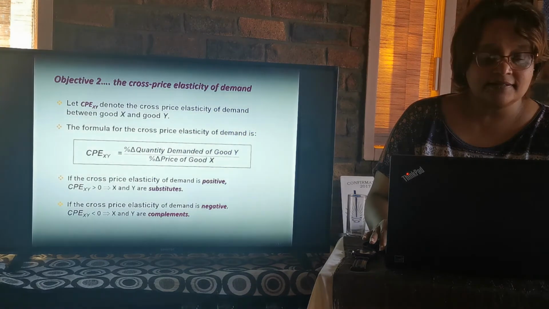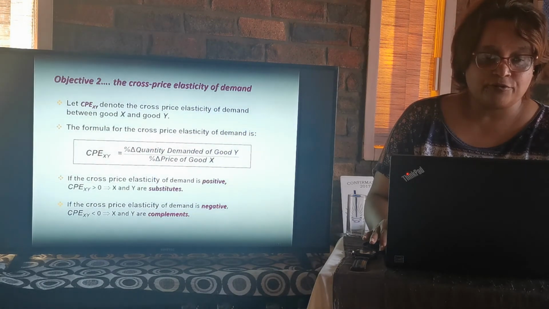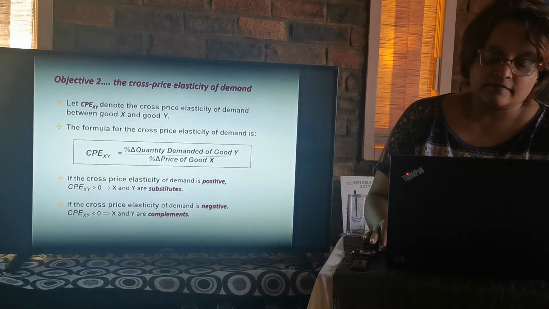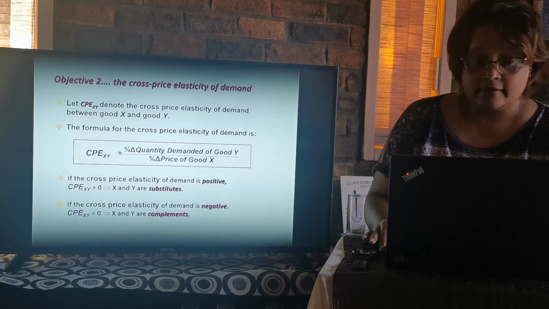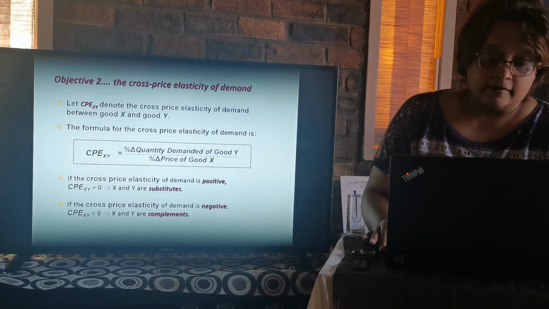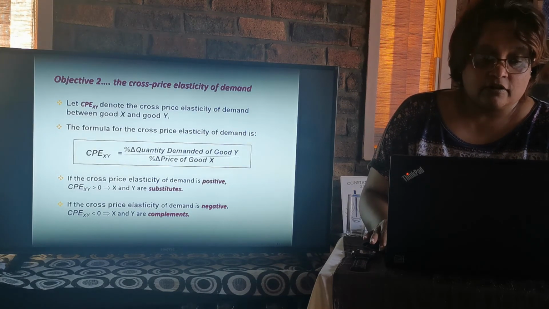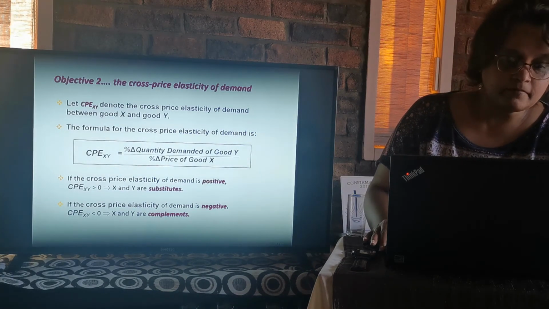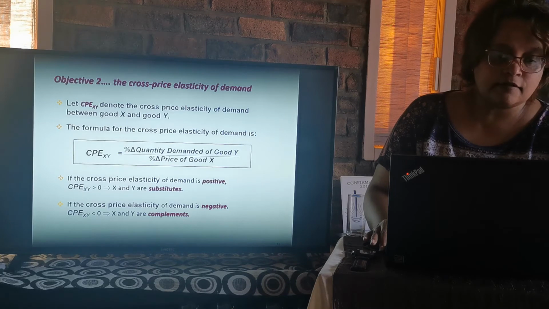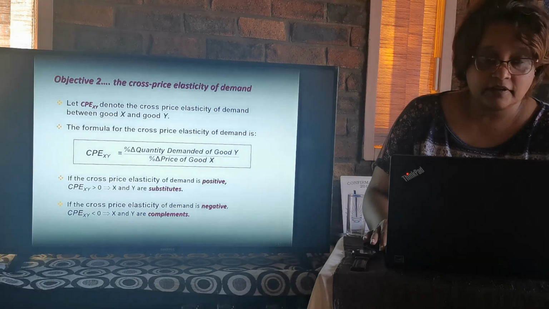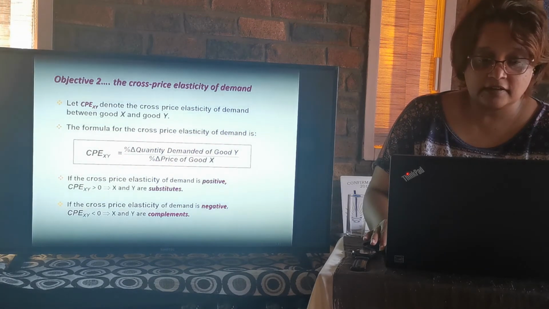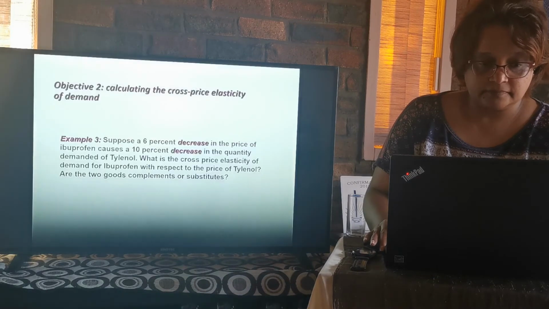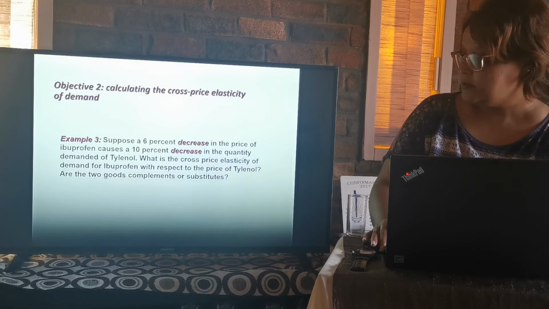Cross price elasticity of complementary goods: the change in quantity demanded of good Y divided by the price change of good X. If the cross price elasticity of demand is positive, they are substitutes. If it's negative, they are complements. There we go. It's another example.